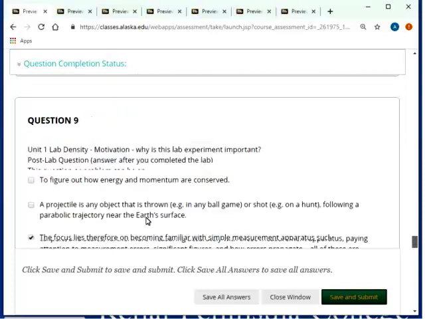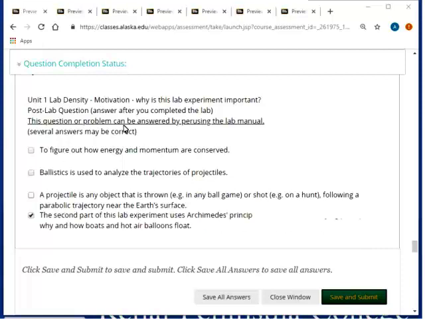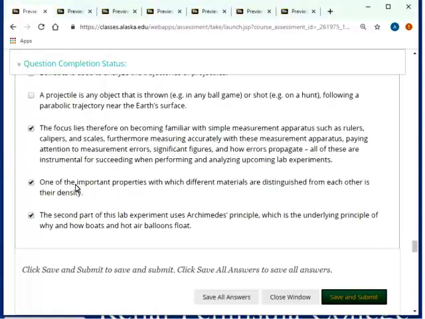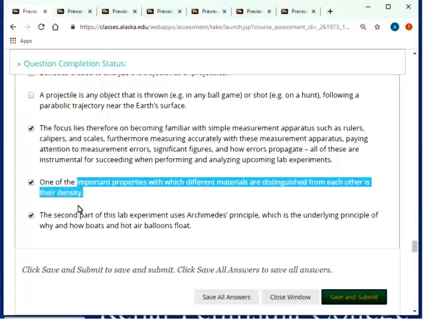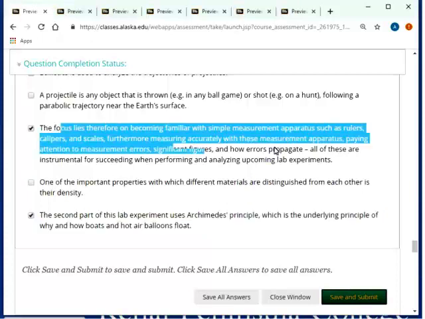All right, density lab, the motivation for that one. There are 3 of them. So we look at the lab manual for these. They are in the front of the lab manual. So important properties with which different materials are distinguished from each other is their density. One of them, there's Archimedes principle, which is the underlying principle of how boats and hot air balloons float. And then there's a little bit more here on significant figures, measurement errors, how errors propagate.